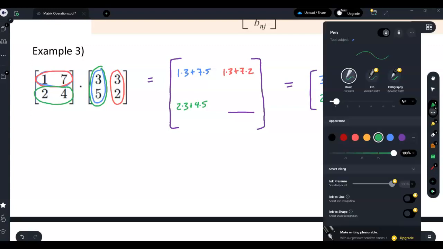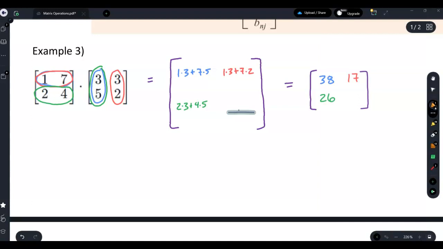And then finally, I'm going to do what's in the last row, last column. So I'm going to take the last row in my first matrix times the last column in my second matrix. This would be 2 times 3 plus 4 times 2. So that's 6 plus 8, which is 14.